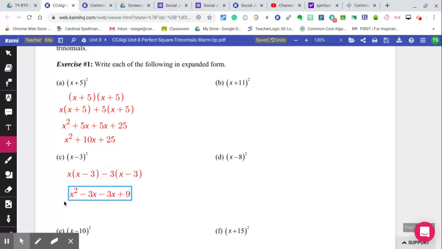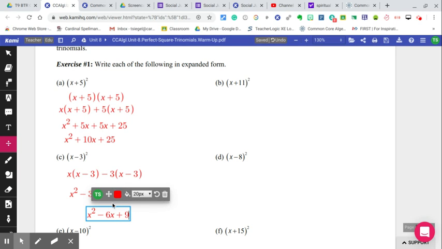So there's this pattern here. It's the square of the first term, 2 of the same in the middle, so we double the negative 3, and the negative 3x becomes negative 6x, and then square the last term. And that's why they're perfect square trinomials. So my final answer is x squared minus 6x plus 9.